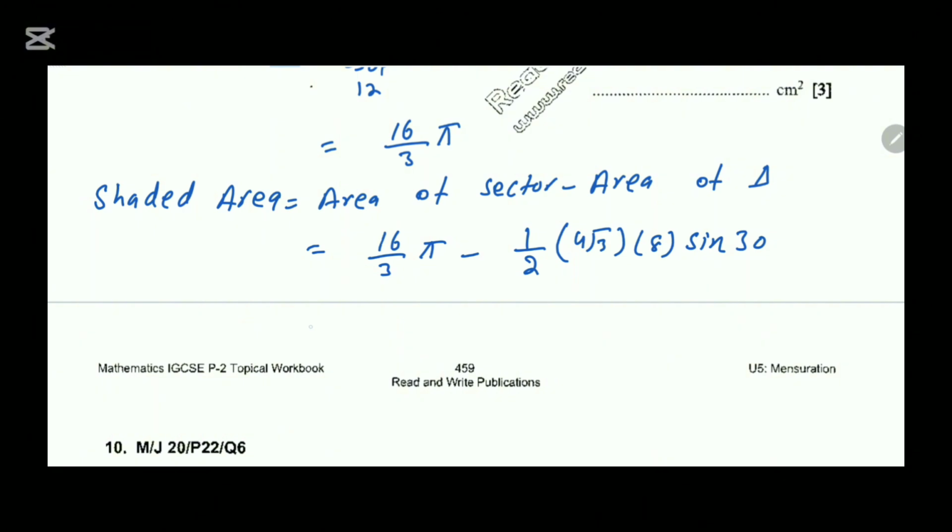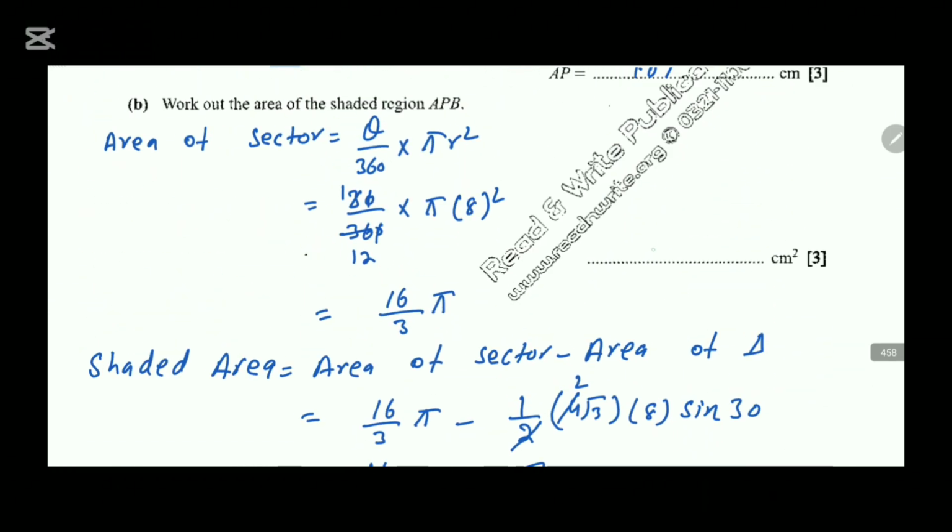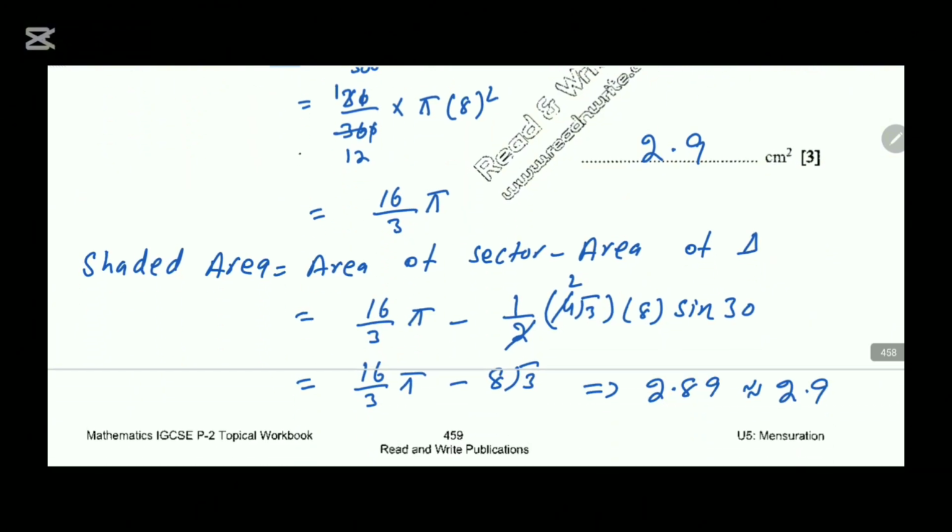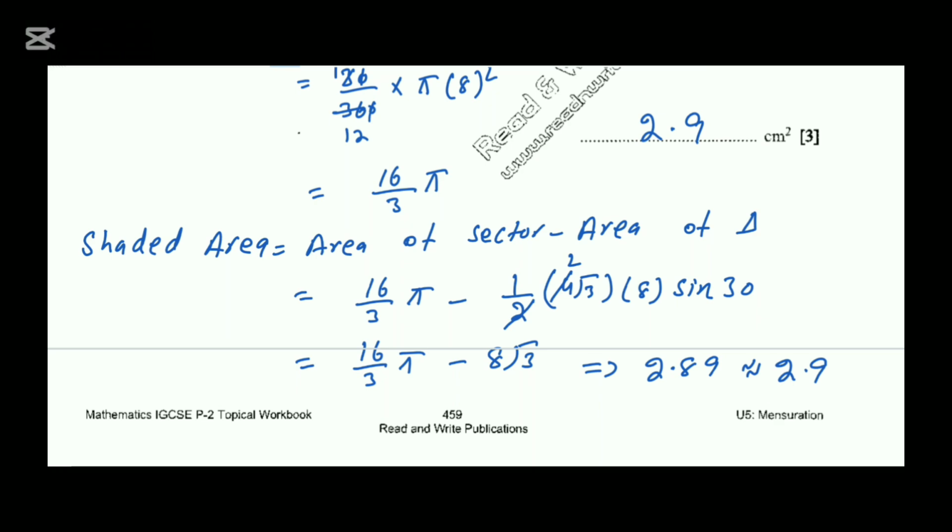So the final answer: 16 over 3 pi minus, if you simplify, you will get 8 under root 3. If you put it in the calculator, you will get 2.89, that is approximately 2.9. So 2.9 is the final answer of this question. 2.9 is the area of the shaded region. So this is the way how you will solve this question.